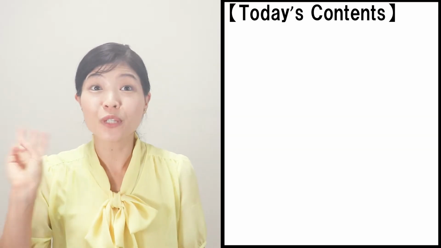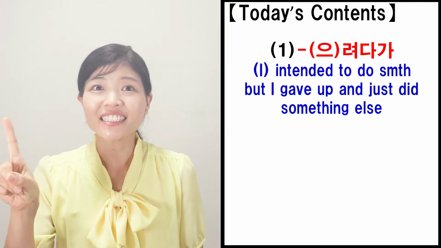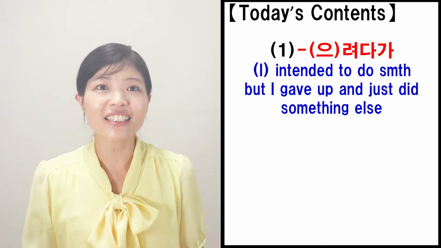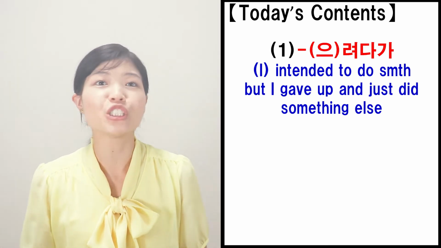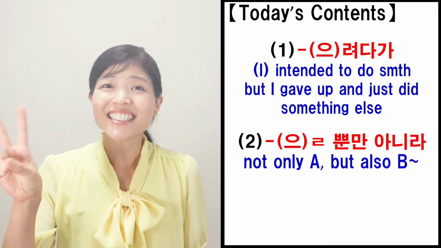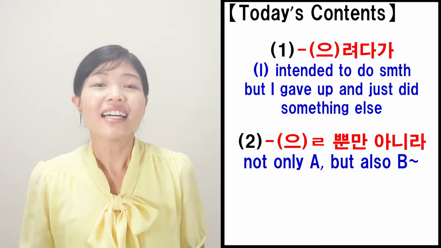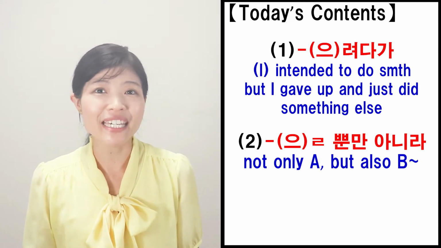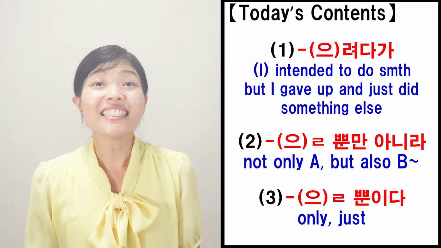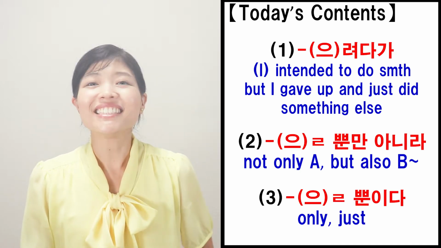I will teach you 3 grammar rules today. First, 으려다가: I intended to do something but I gave up and just did something else. Second, 을 뿐만 아니라: not only A but also B. And third, 을 뿐이다: only, just.